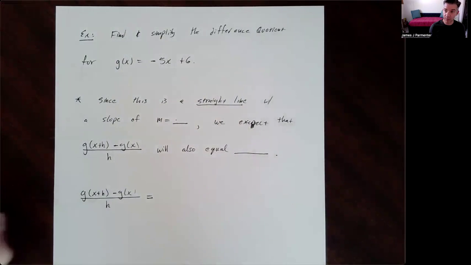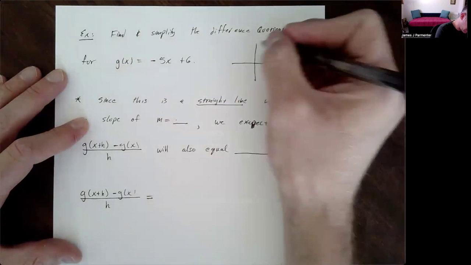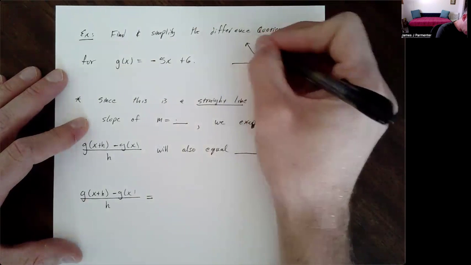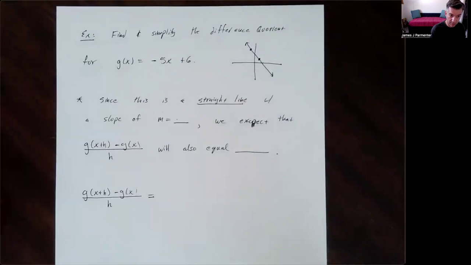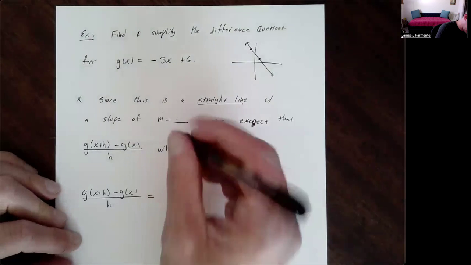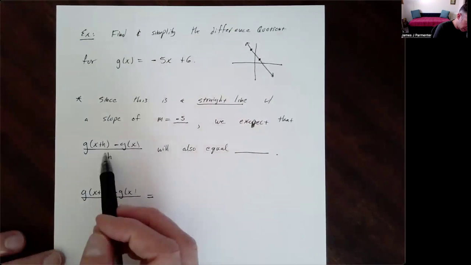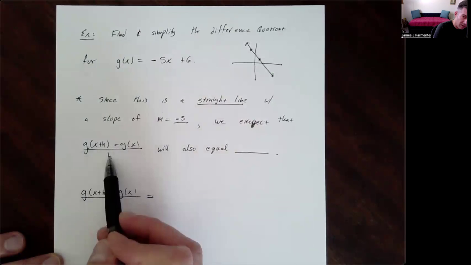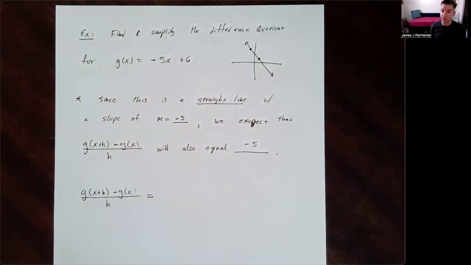And I want to point out something here. Since g of x equal to negative 5x plus 6 is a straight line, no matter what 2 points you pick on it, the slope between those 2 points will be the slope of your straight line. So since this is a straight line with a slope of m equal to negative 5, we expect that the difference quotient, g of x plus h minus g of x divided by h, will also equal negative 5. That's something that's only true for straight lines. For other functions, the slope between 2 points depends on what 2 points you pick. For a straight line, any two points you pick, the slope between them will be the slope of that line.